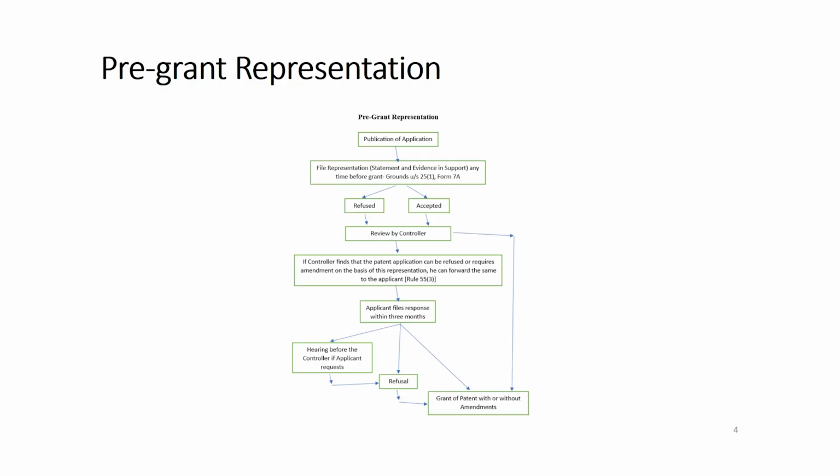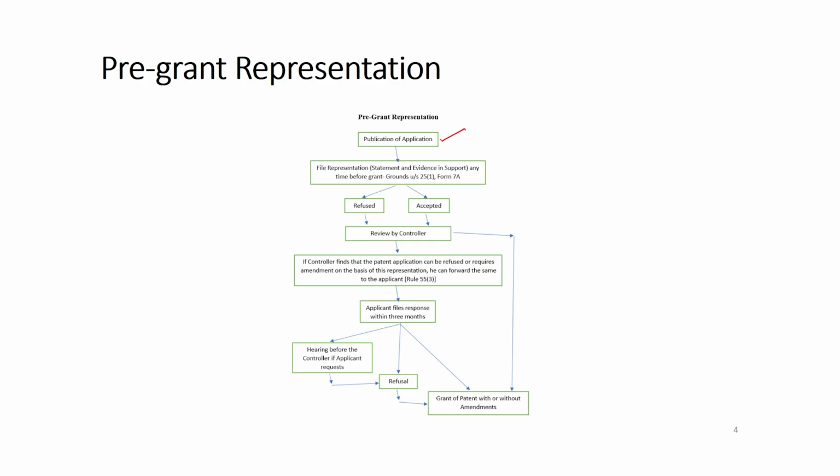Let us see how pre-grant representation or pre-grant opposition is done. Pre-grant opposition will be done after the publication of the application. If you recall, I said the first step is filing of the application, the second step is publication. No application shall be published until the expiry of the first 18 months. Till that time, that application is considered a secret document.